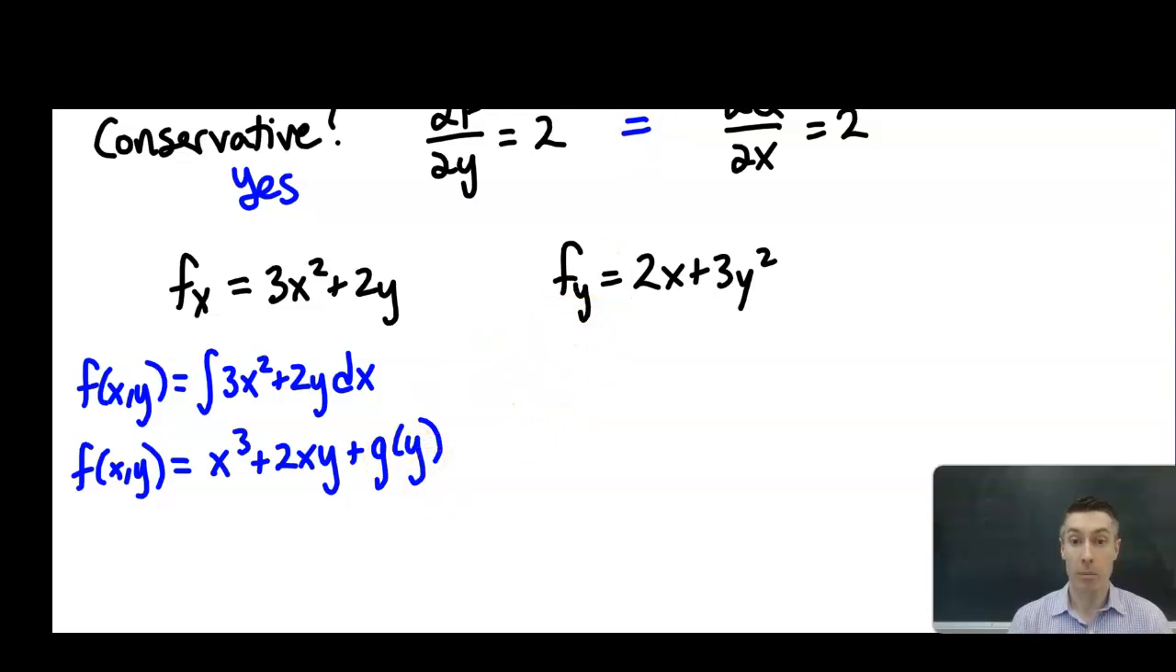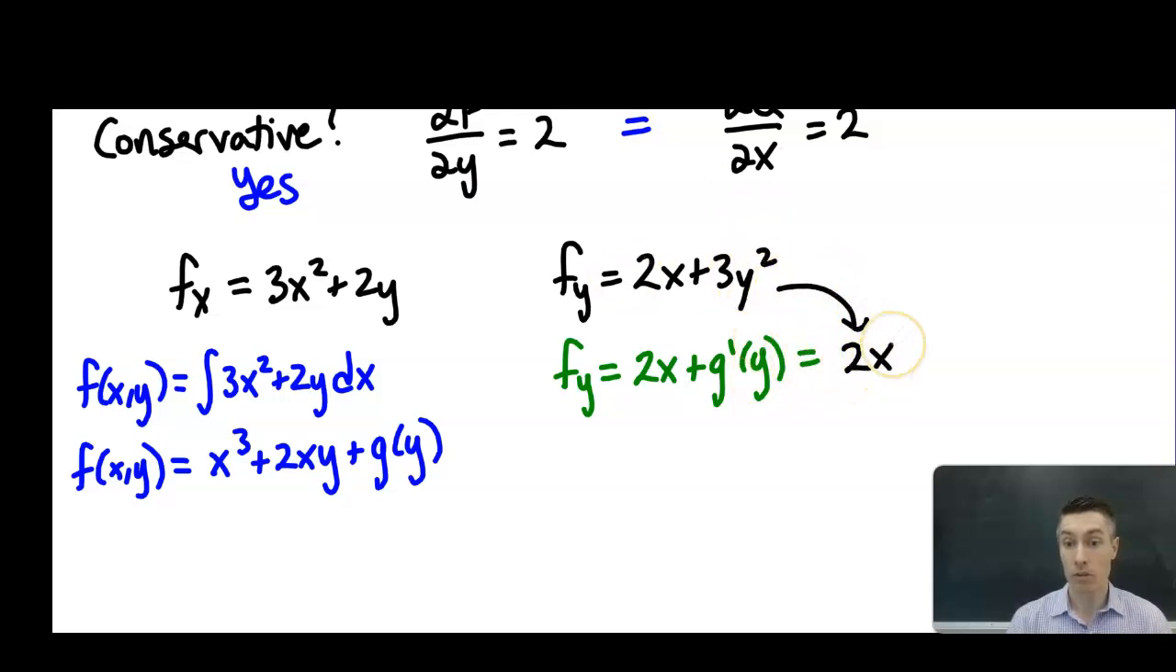Then we're going to take the partial of that with respect to y. So that's going to be 2x plus g prime of y. And we're going to set that equal to q, so 2x plus 3y squared. So that means g prime of y equals 3y squared.